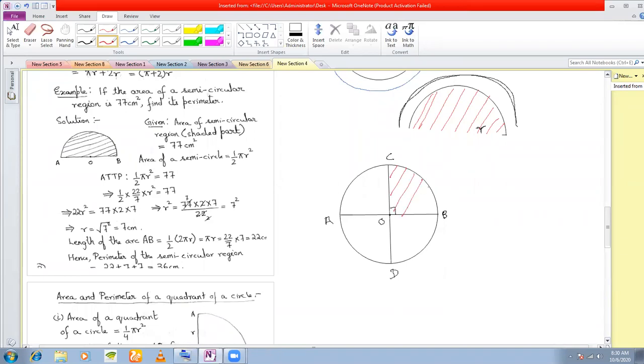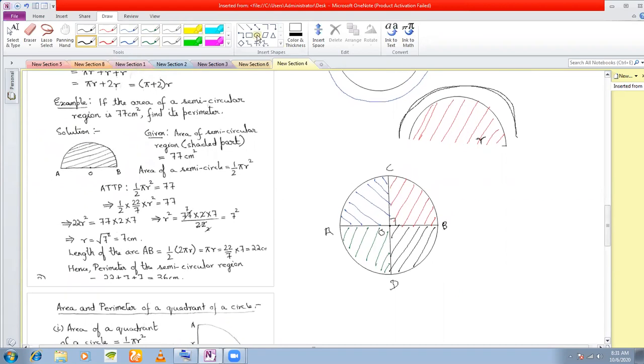This is a quadrant. This is a quadrant. This is a quadrant. And this is also a quadrant. So two perpendicular diameters divide the circle into four quadrants. That is why one fourth of a circle is called a quadrant. Now let's see how we work with quadrants.